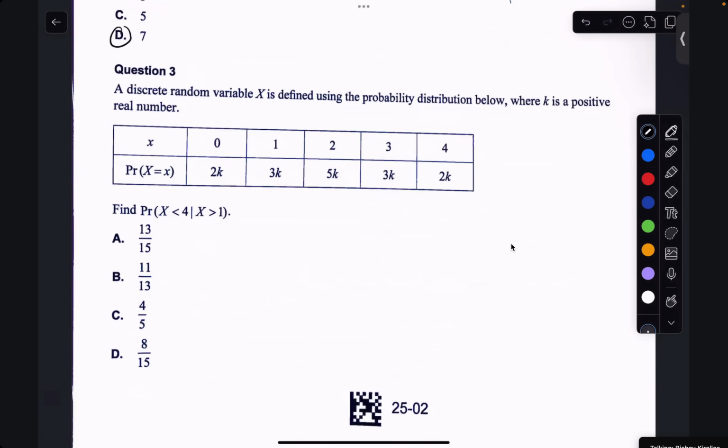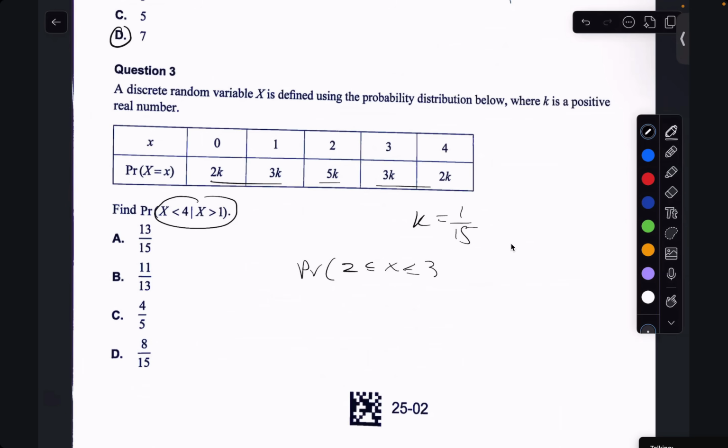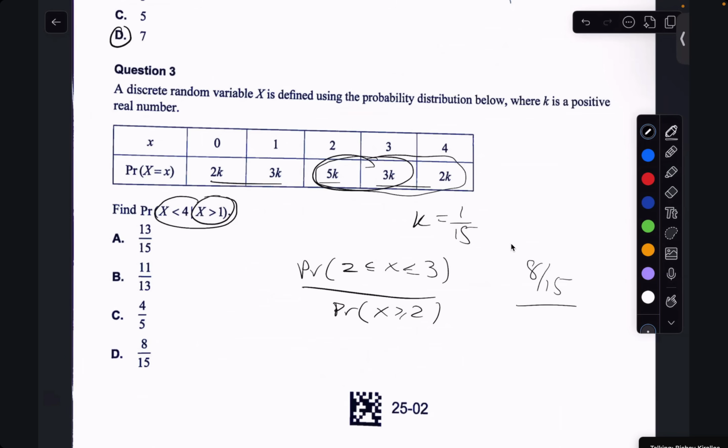For this question, we've got this and we want to find this probability. We need to find k first, so that's 5, 10, 15, k is equal to 1 on 15. This here is the intersection on the top, and it's going to be between 2 and 3, over the denominator would be that, which is greater than or equal to 2. So 2 to 3, that's 8 on 15, and greater than or equal to 2, that's 10 on 15. These go, and that's 4/5. So C.